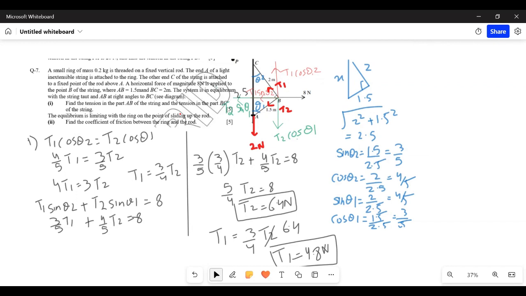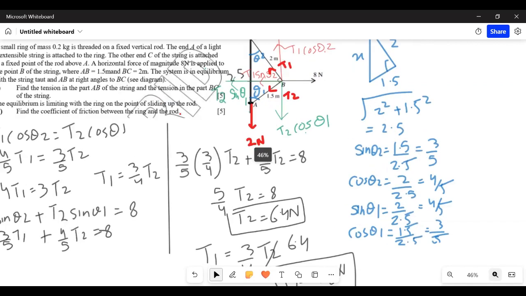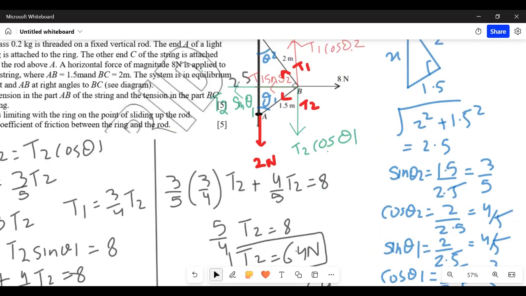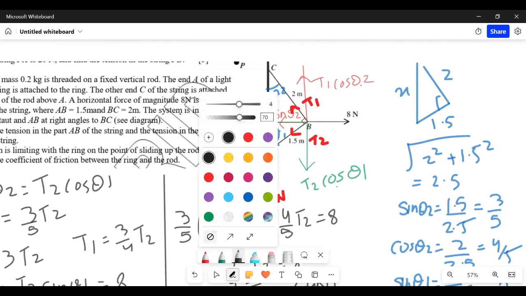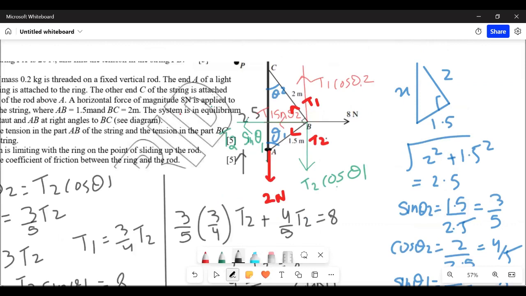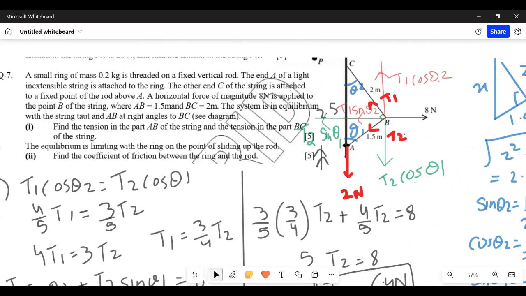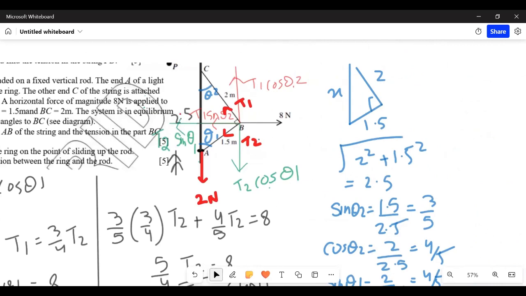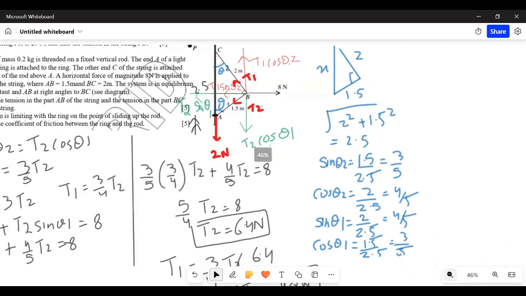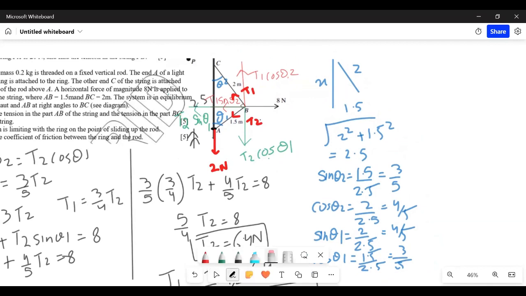Okay. Next part is the equilibrium is limiting with the ring on point of sliding up the rod. Okay. So now we look at the ring. And it's saying that the ring is at the point of sliding up the rod. So it's about to move upwards. And we have to find the coefficient of friction between the ring and the rod. So if the ring is about to move upwards, that means that the friction will be pointing downwards. Let me draw the figure again here.